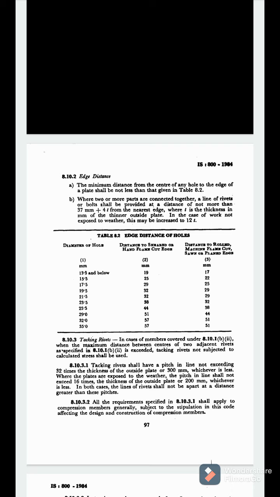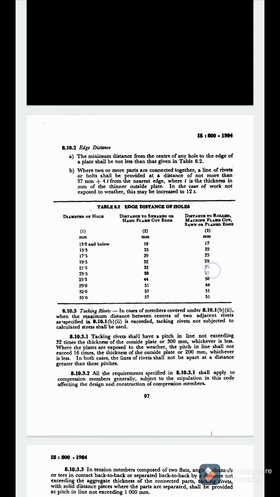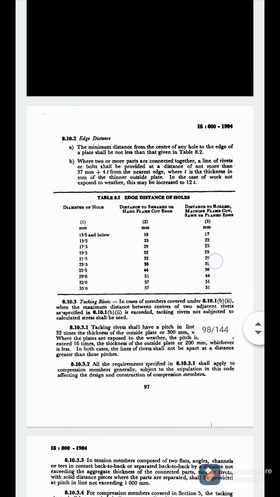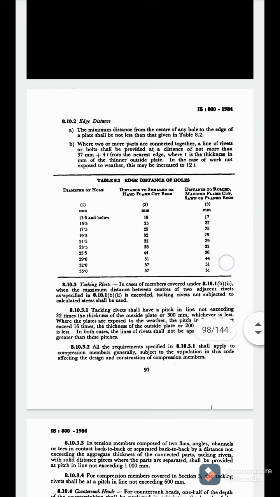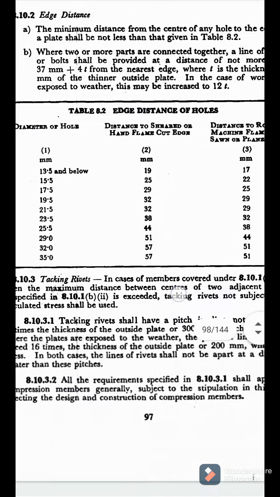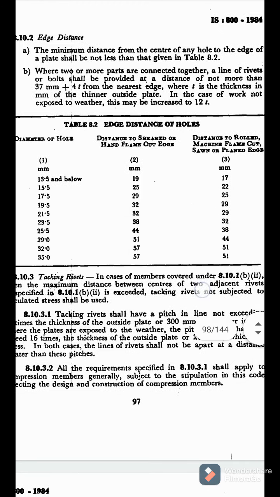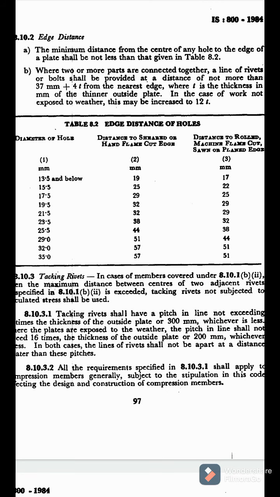Edge distance: this is the distance from the center of the rivet to the edge, called the edge distance. The minimum distance from the center of any hole to the edge of a plate shall not be less than that given in Table 8.2. See Table 8.2: for 13.5 mm, this is the distance to a sheared or hand flame cut edge, and a distance to a rolled, machine flame cut, sawn or planed edge.